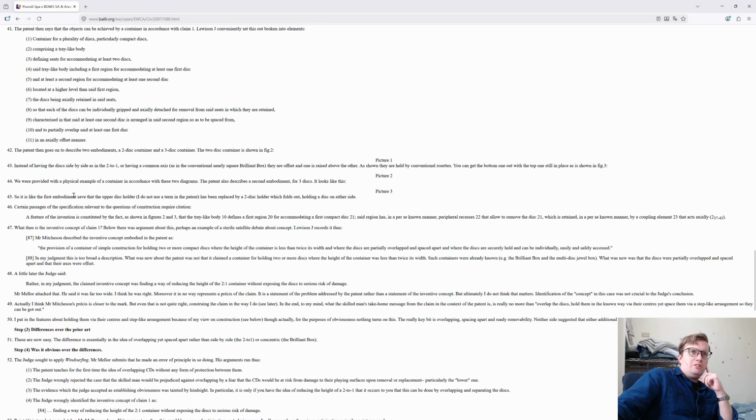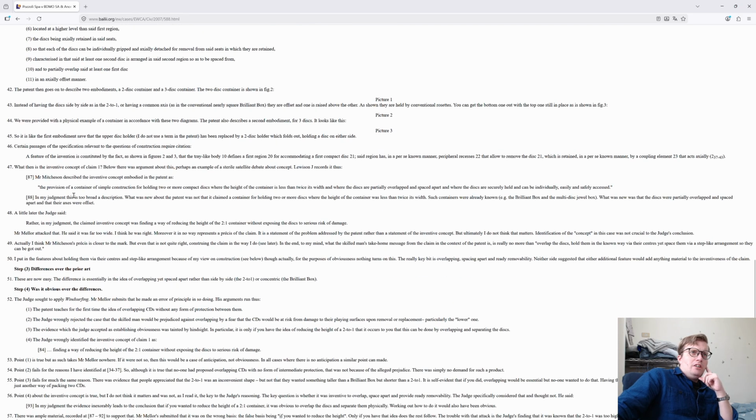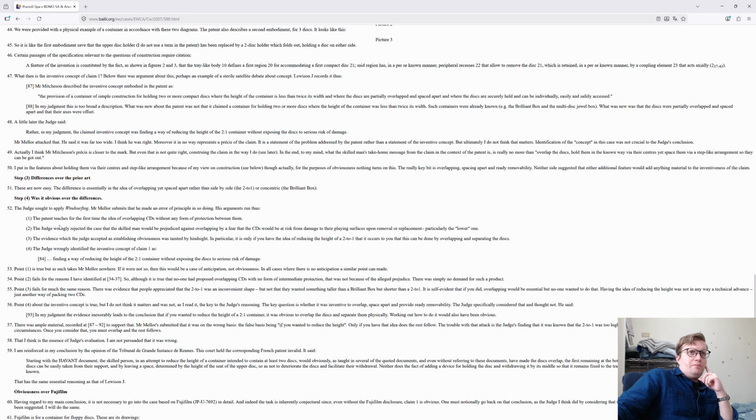So let's take a look at what was the prior art. So differences. Difference is essentially the idea of overlapping yet spaced apart rather than side by side, the 2-to-1, or concentric, the brilliant box. So like this. So it's like this instead of like this, or concentric, I guess, would be like this.